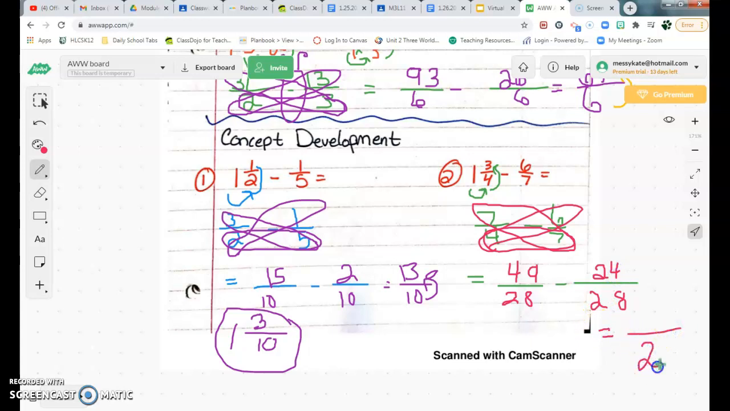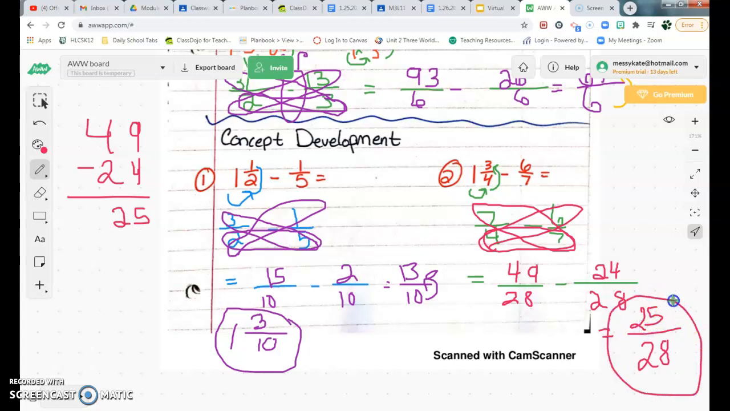I don't know what 49 minus 24 is off the top of my head, so I'm going to go over here and say 49 minus 24. I know 9 minus 4 is 5, and I know 4 minus 2 is 2. So my final answer is going to be 25 over 28. And that is simplified because I know 25 and 28 don't share any factors in common. That's as low as that fraction can go.